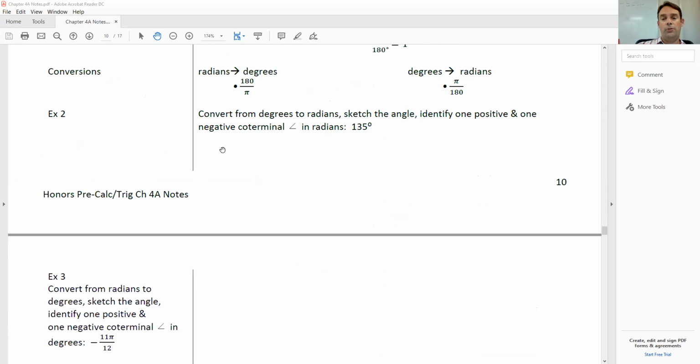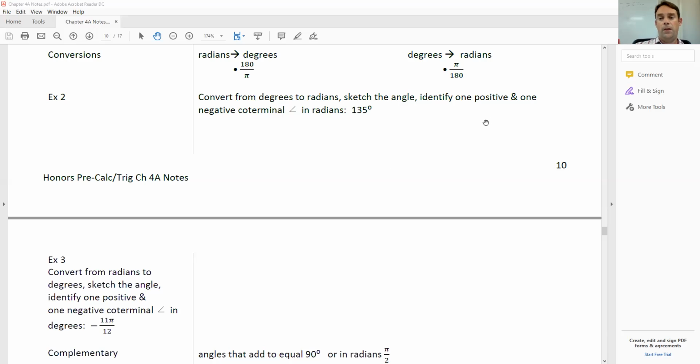What I want you guys to do is sketch this angle, identify one positive and one negative coterminal angle. The angle is 135 degrees. We're first going to convert it, first put it into radians. After that, sketch it. And then I want a positive and negative coterminal angle. So we're going to put it all together. Why don't you guys go ahead and pause it and see what you can do.